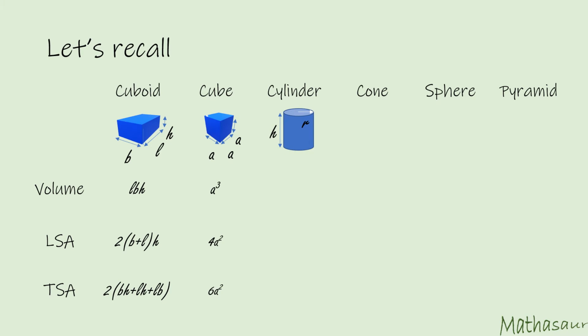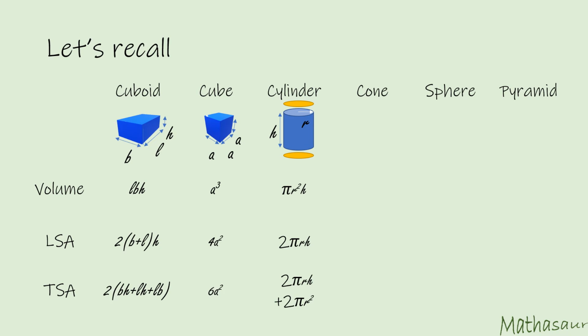Now a cylinder has a base in the shape of a circle. So for volume, we shall stack this base h times. So we would have pi r square times h. The lateral surface area would be a rectangle which we obtain by opening up the curved surface area of a cylinder. So 2 pi r, which is the length of this rectangle, times h.